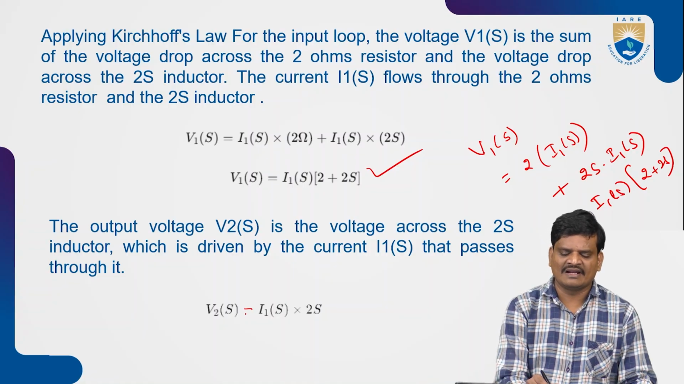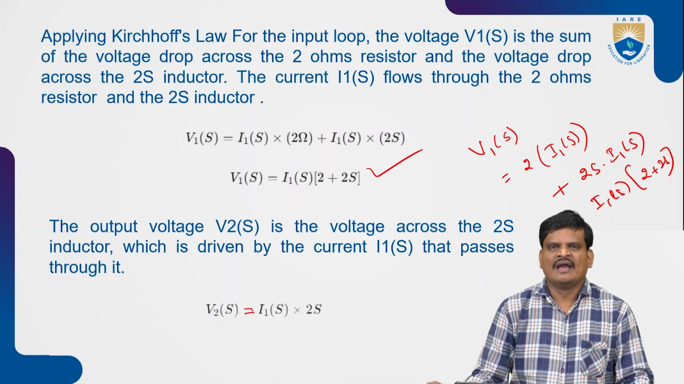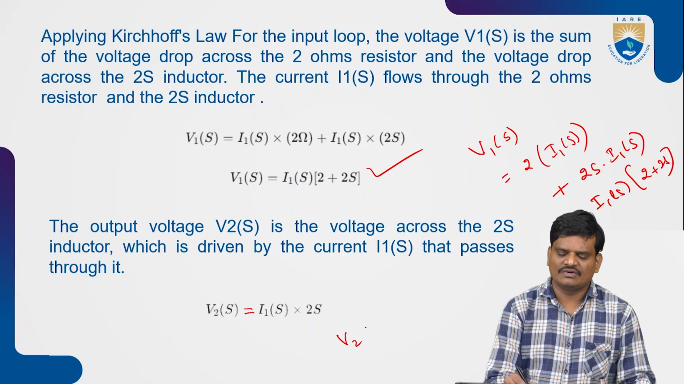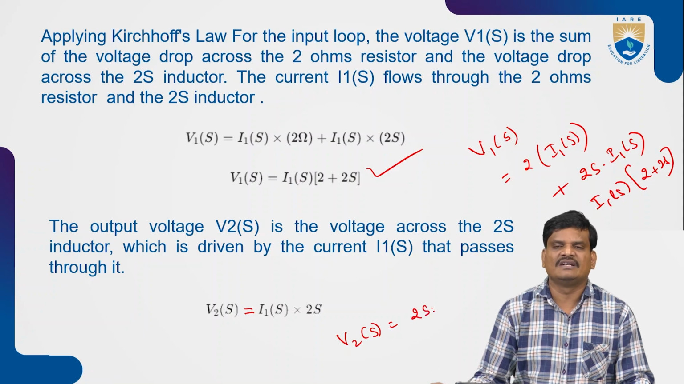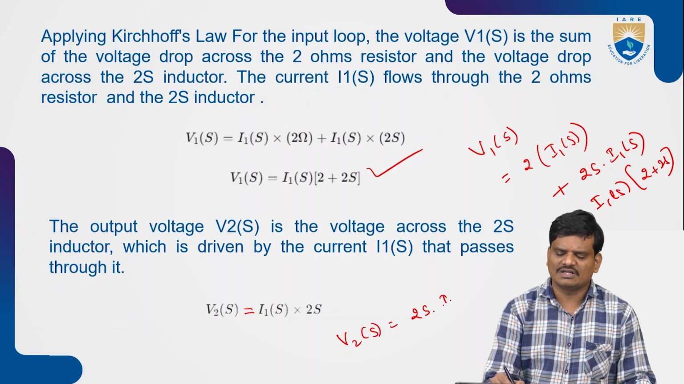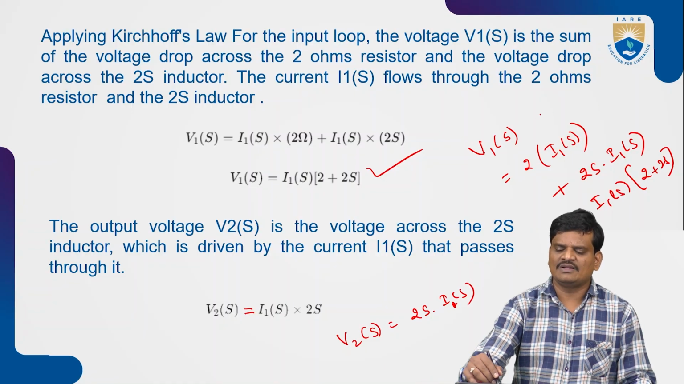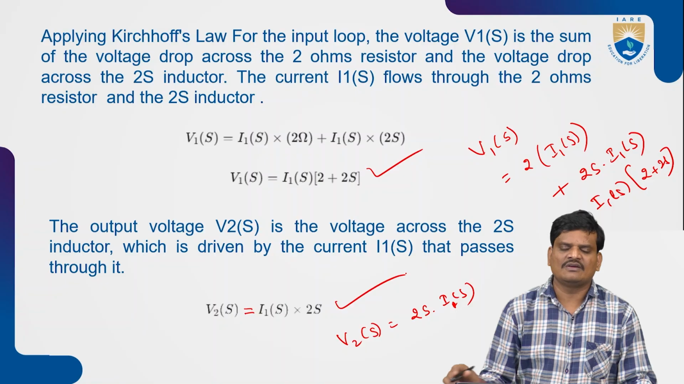Similarly, I need to calculate the value of V2(s). In order to calculate it, I am taking the direct expression, since there is no other element present between the inductor and the source voltage on the load side. So due to that, the voltage of this parameter can be directly written as 2s into I1(s). So this is the value of V1 and this is the value of V2.